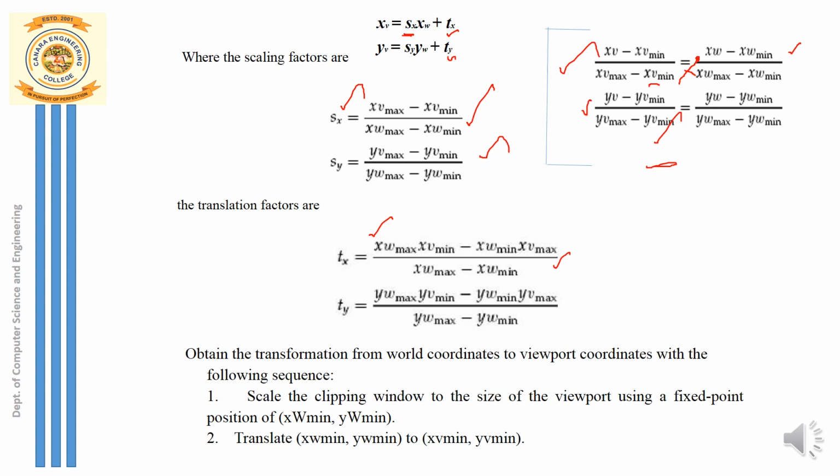Just to show the scaling factor and translation factor, you are translating to a new position. Next, ty is given by (yw max times yv min minus yw min times yv max) divided by (yw max minus yw min). So this translation is nothing but the movement of the point from xw, yw to xv, yv. Okay, so translation is done. These are the two steps that we have carried out, scaling and translation.